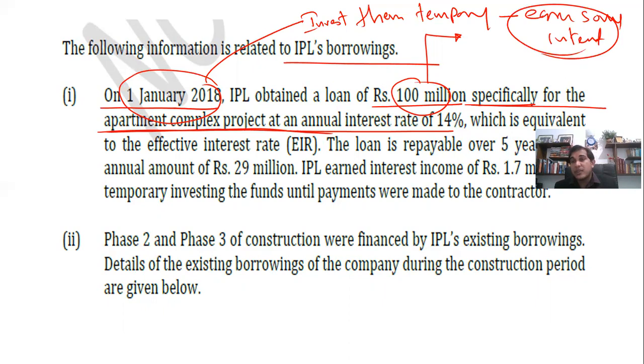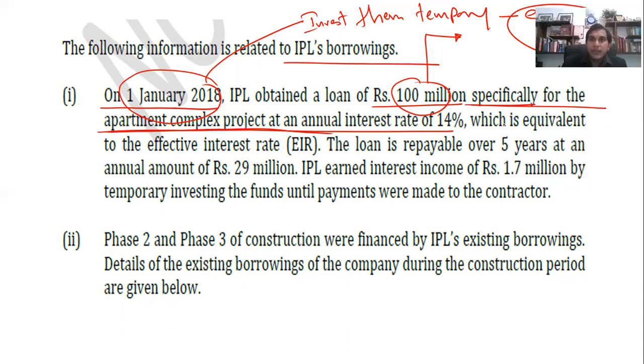You cannot charge that one as interest income. So you need to deduct from borrowing cost. So please keep that in your mind. Which is equivalent to the effective interest rate. You know what effective interest rate means. As per SLFRS 9, we need to recognize interest expenses as well as interest income. So that's vice versa, based on SLFRS 9 effective interest rate.